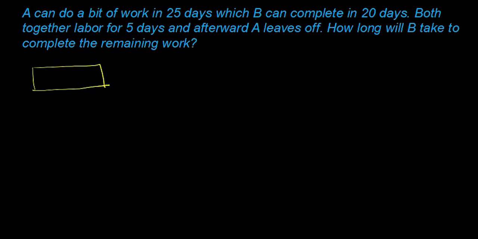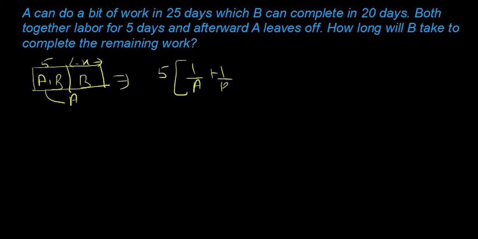Both work together for 5 days. So in the first 5 days, A and B were together with each other, and after that A leaves off, and the remaining work was completed by B. So let's say x was the time when B worked alone without A. So let's write down an equation: in the first 5 days A and B were there, and for the rest of the x days only B was there, and the work was completed.